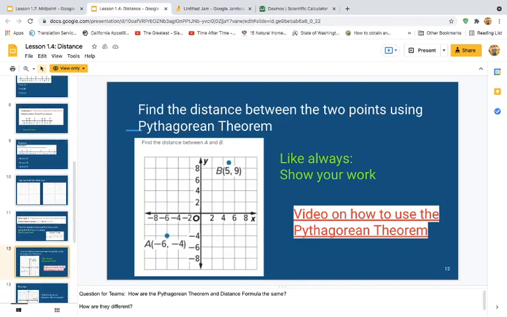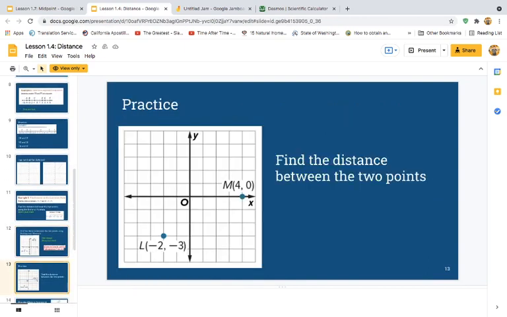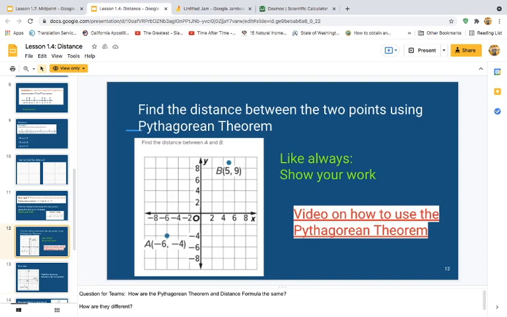Actually, you know what? Let me go over the second method first, and then I'll let you do an example any way you'd like. As I was saying earlier, there are two ways to solve these problems. The first way is using the distance formula, like we just did. And the second way is using the Pythagorean theorem, like we're about to do right now.